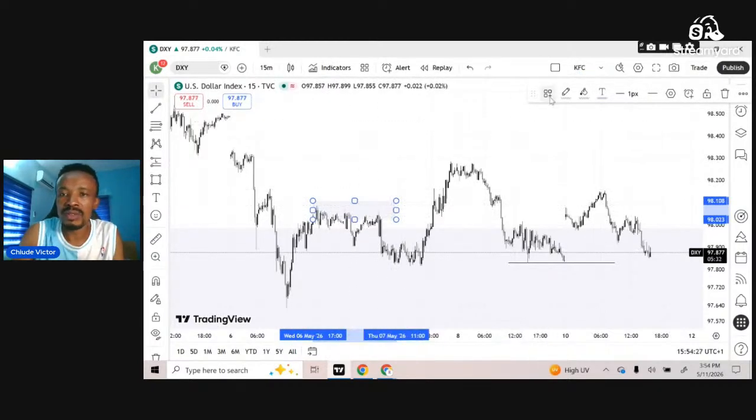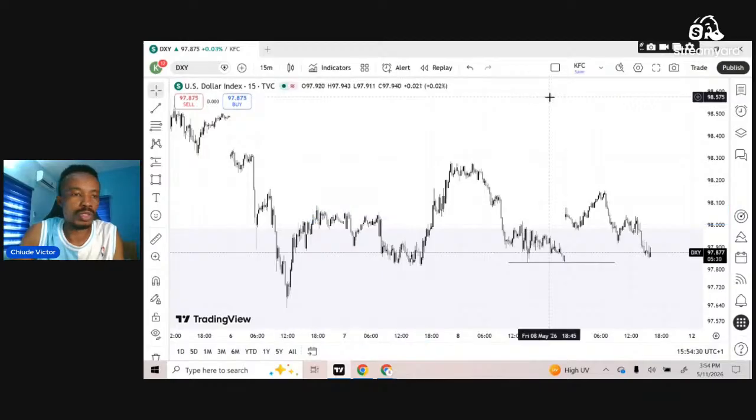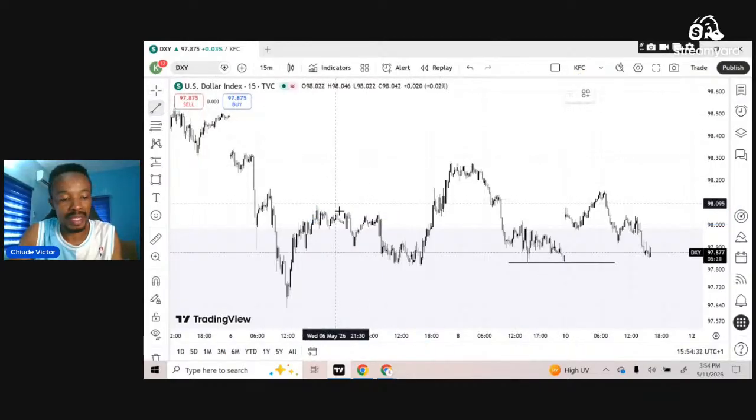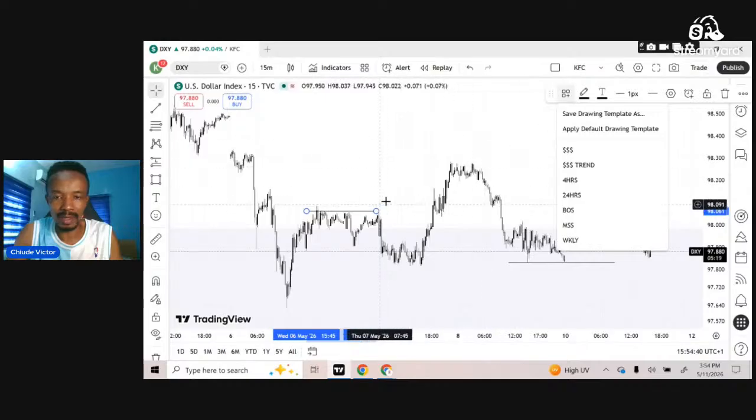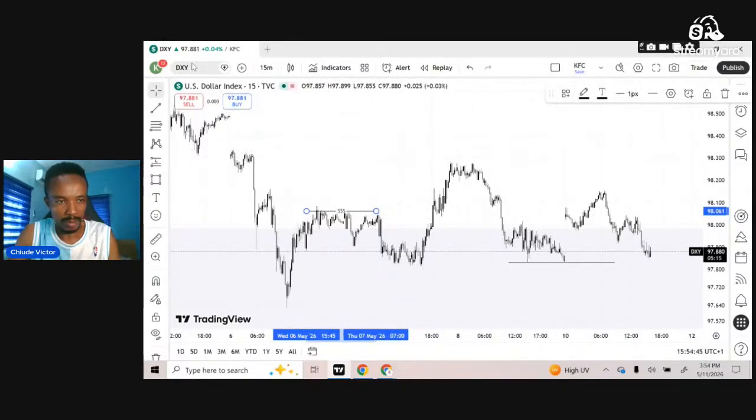Why have I forgotten? Oh, I forgot. I have a drawing for money that's for liquidity. I've not been using it in a long time because I've not been drawing so much on the chart lately. So this is it. It's just a line. Then I just put a dollar sign.